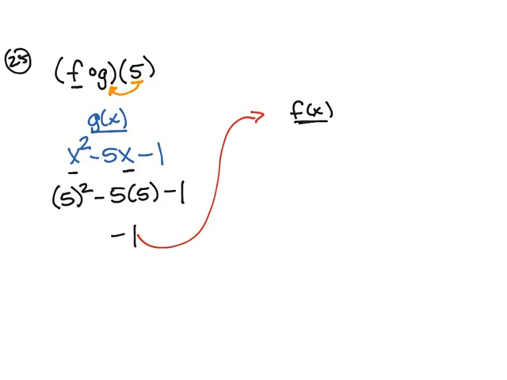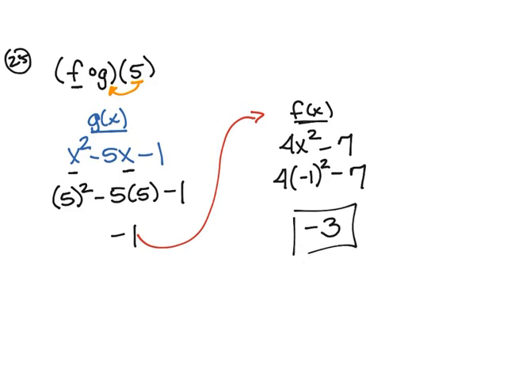That's the last function that's listed if I'm going backwards. So the f function is 4x squared minus 7. So where that x is, we're going to stick -1. So you have 4 parentheses -1 squared minus 7, and you get -3. So our answer is -3. Whatever we get out of that very last function is our answer. And so that would be -3.